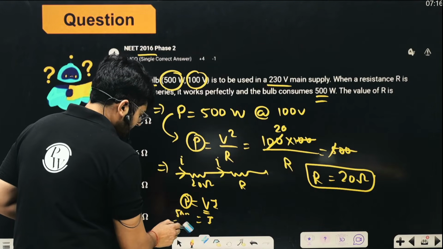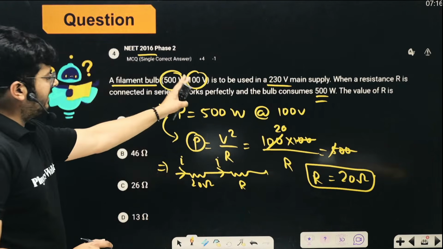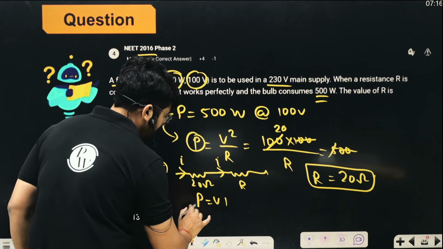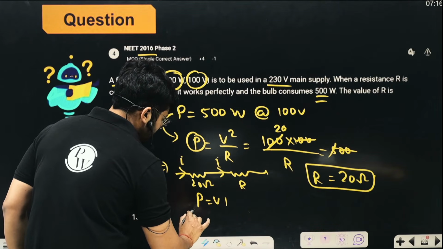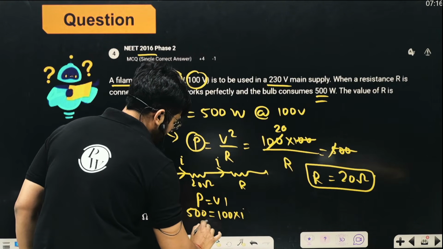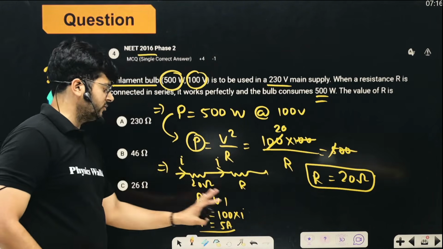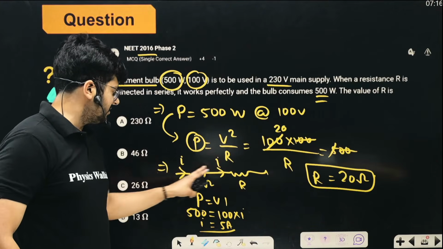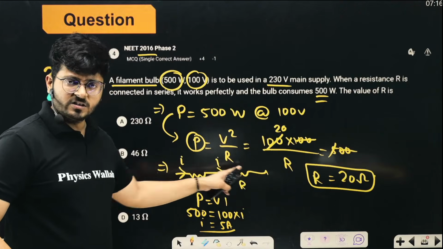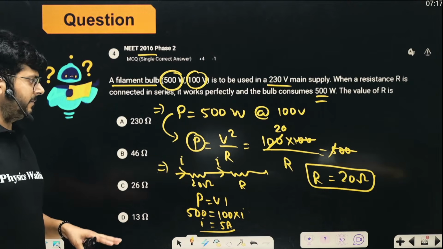Initially we are not removing it from the 100 volt supply, right? We are still in the 100 volt supply. So power is equal to V into I. Power is 500, voltage is still 100, and current right now is 5 ampere. When it is across the 100 volt supply, the current it consumes is 5 ampere, and we want it to consume that.